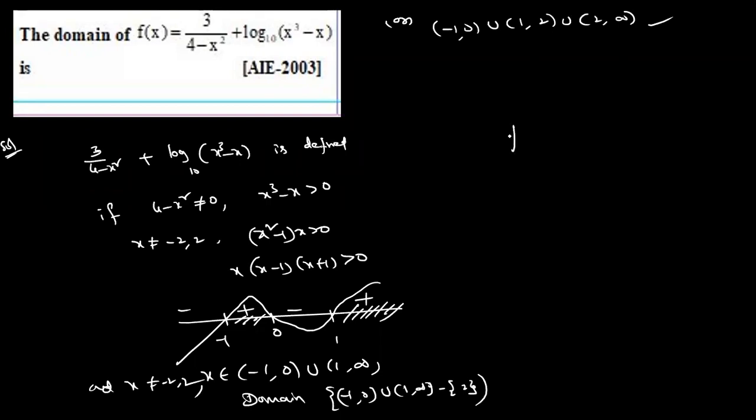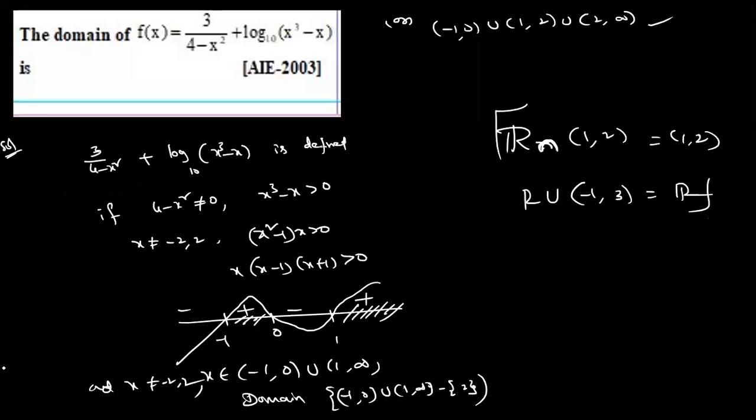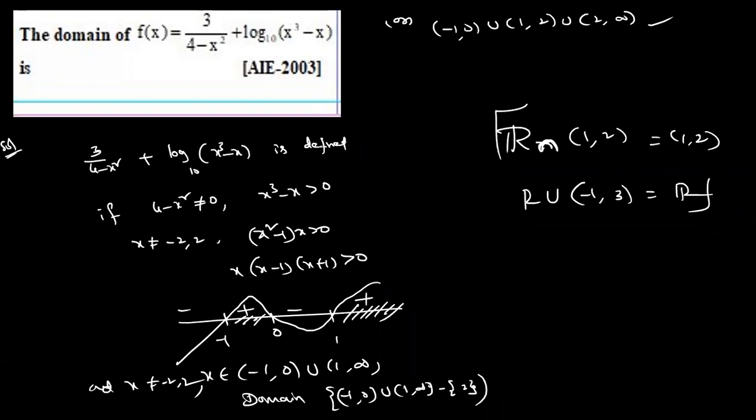I think some people may be confused. What is R intersection open interval? Sometimes R is the set of real numbers, intersection open interval like 1 comma 2, what is the common region? 1 comma 2 only. R union minus 1 comma 3, what is the answer? R only. First one is intersection, second one is union. Why? Because 1 comma 2 is a subset of R.